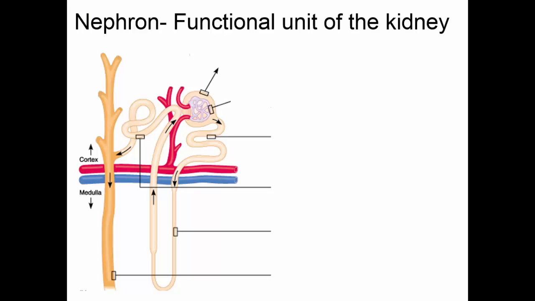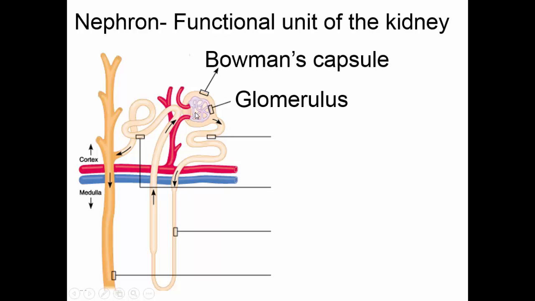The nephron is the functional unit of the kidney. It's composed of a little ball of capillaries known as the glomerulus, which is surrounded by part of the renal tubule known as Bowman's capsule.